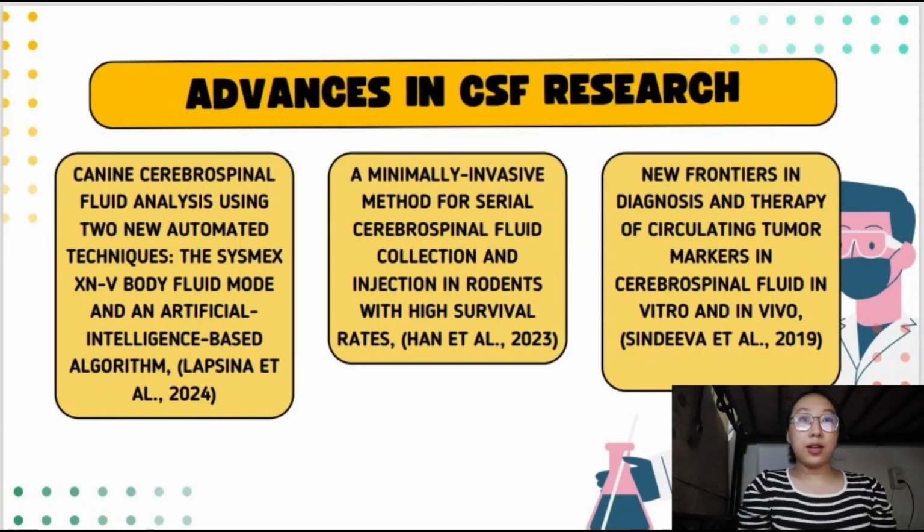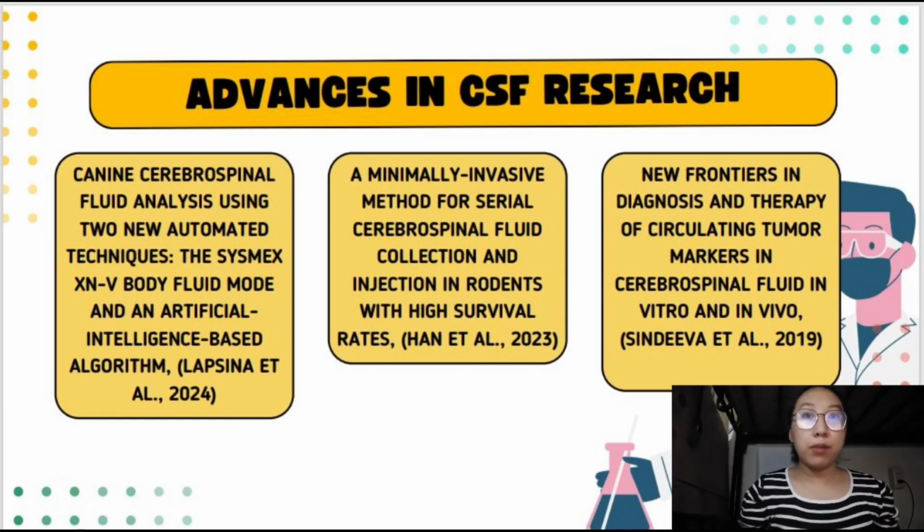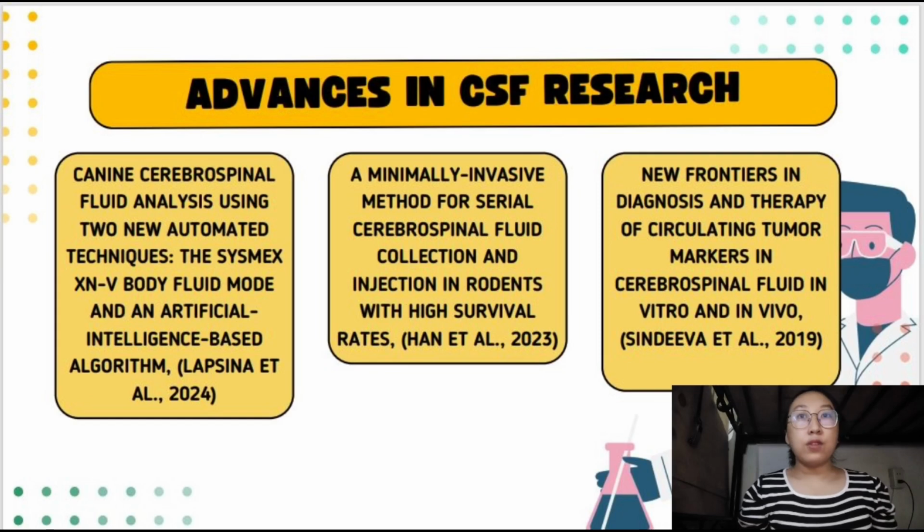So today we'll talk about the advances in cerebrospinal fluid research. So one of the research in 2024 is about the canine cerebrospinal fluid analysis using two new automated techniques, the Sysmex XN-V body fluid mode, which is an instrument designed for analyzing a range of body fluids, and also an artificial intelligence based algorithm, which is the Olympus AI algorithm. So this technology employs artificial intelligence to detect and categorize different cell types on scanned slides of the CSF.